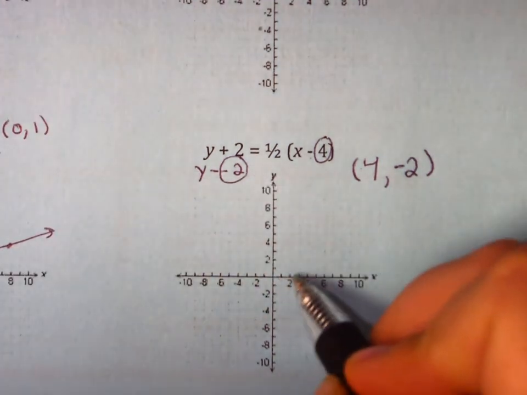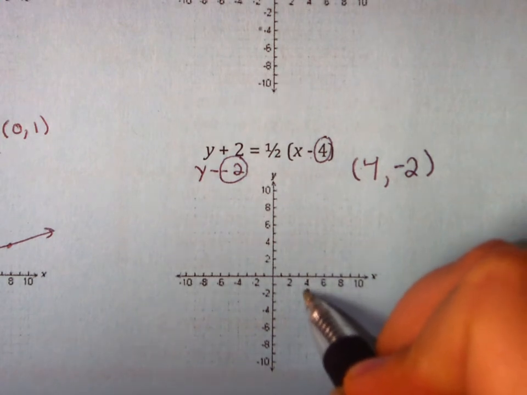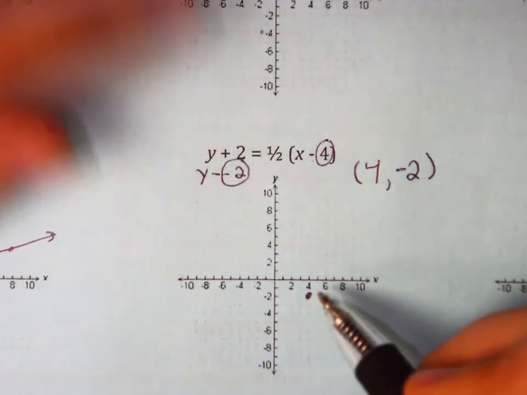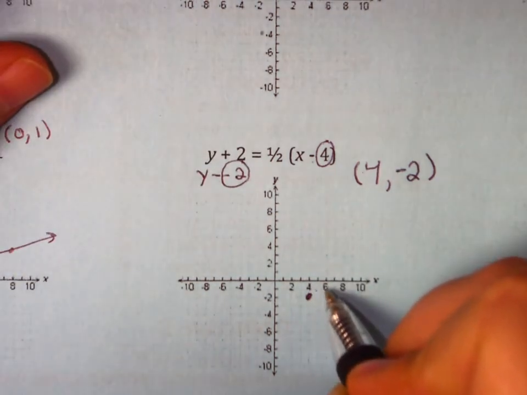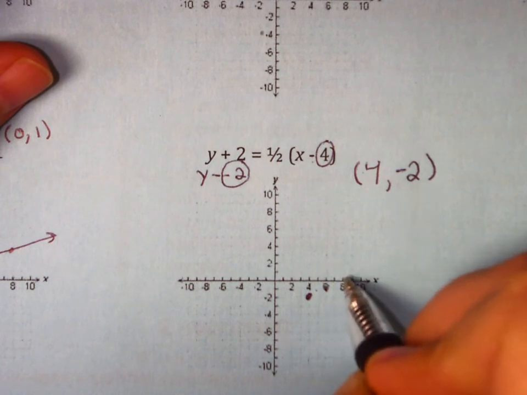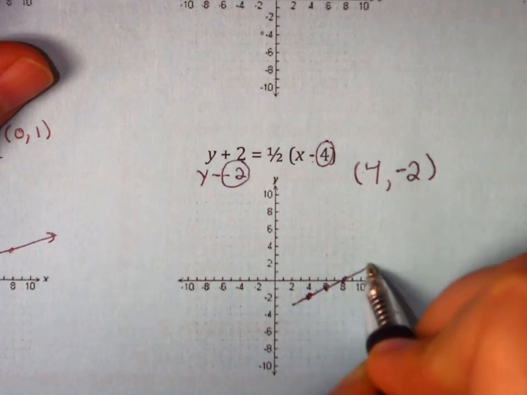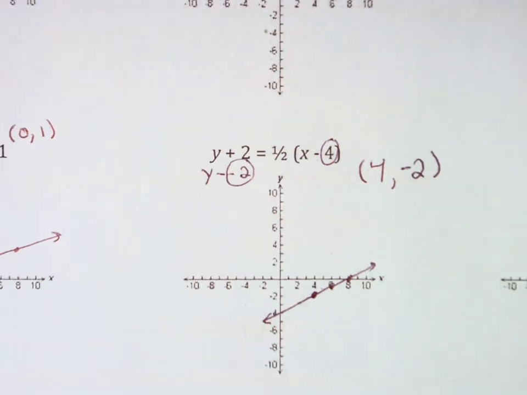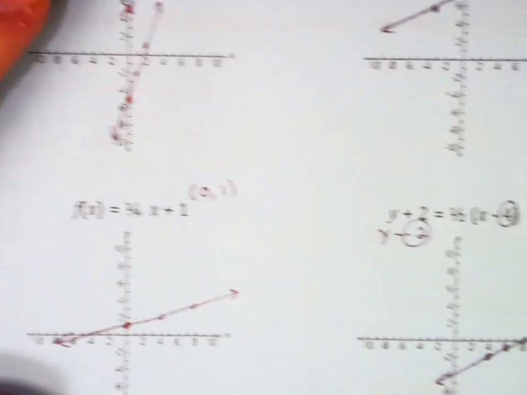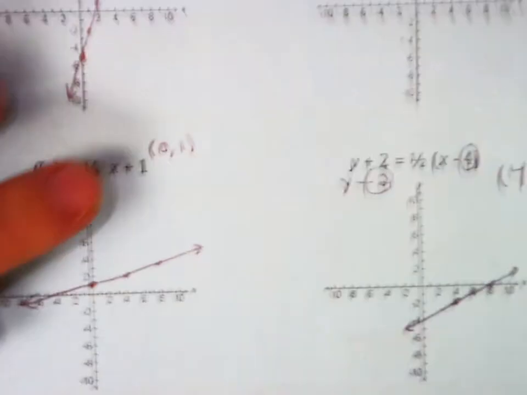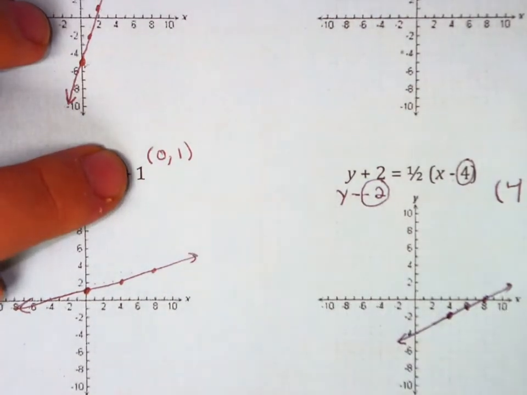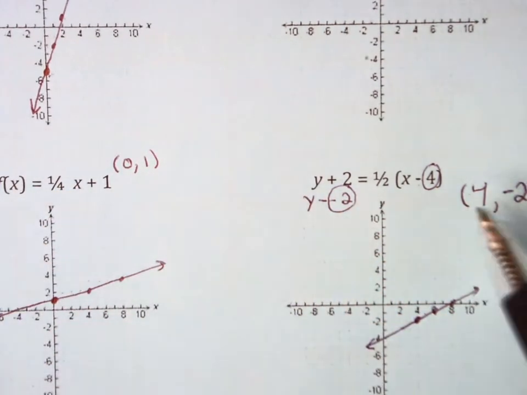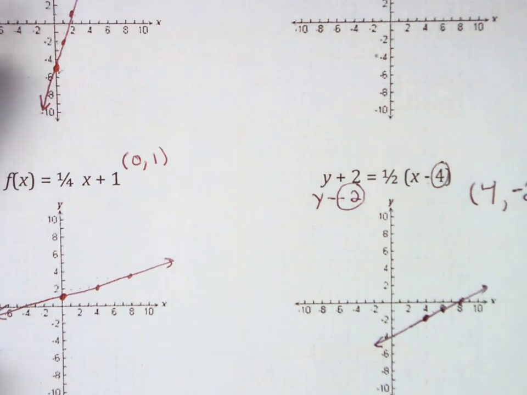So I'm going to go over 4, down 2. And then from that starting place, I'm going to do my slope, which is 1/2 again. So I'm going to go up 1, over 2. Up 1, over 2. Rise over run. There we go. So in both slope-intercept form and point-slope form, I had a starting place, either the y-intercept or this point in my equation, which is the opposite of what each of these coordinates look like. And then I just did my slope from there.